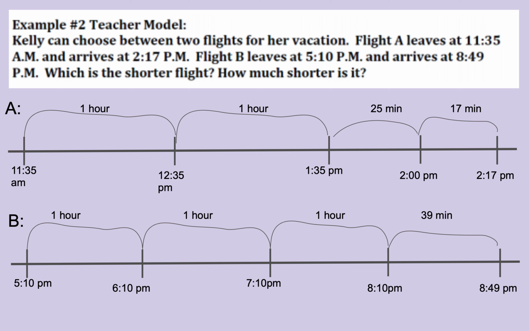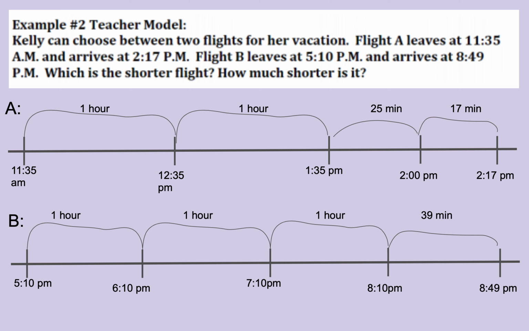Now let's look at flight B at the bottom. I've labeled my number line starting at 5:10 when flight B left, and at the end of the number line I labeled it 8:49, which is when the plane arrived at its destination. I can move along the number line counting the hours in between these two times. Just as we did before, we will begin with 1 hour.